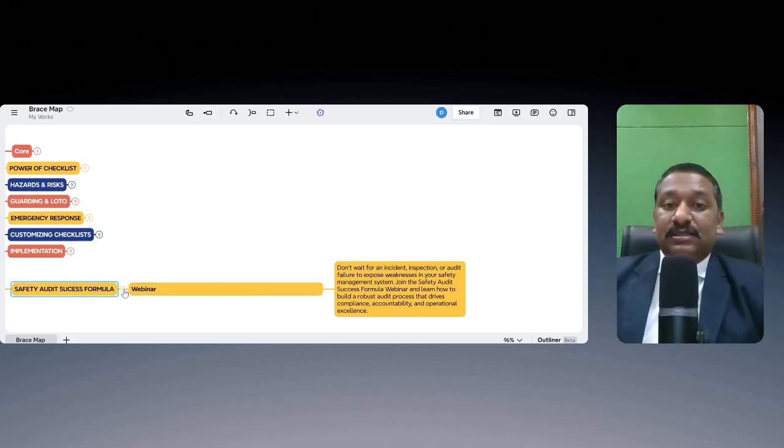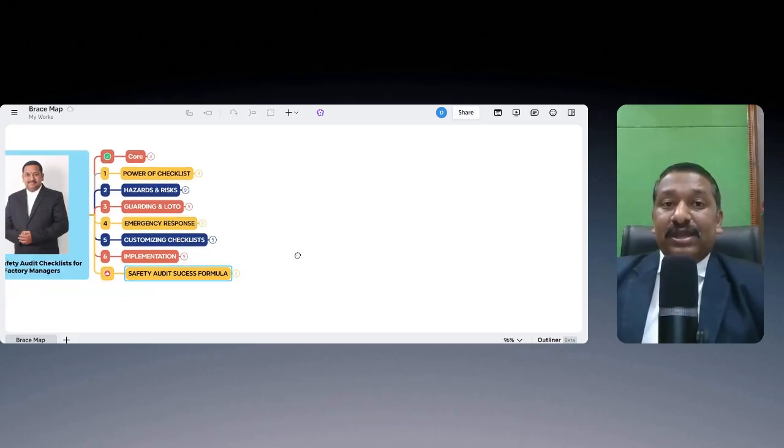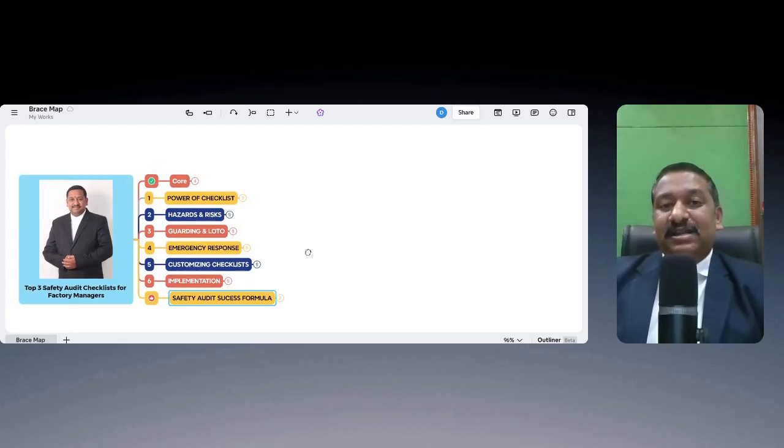So thank you very much for understanding the three safety audit checklist for factory managers before going for the safety audit.